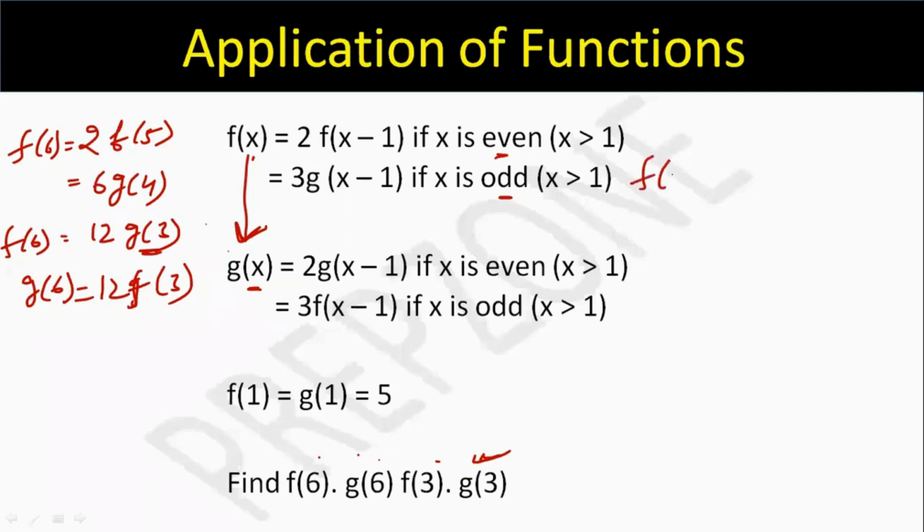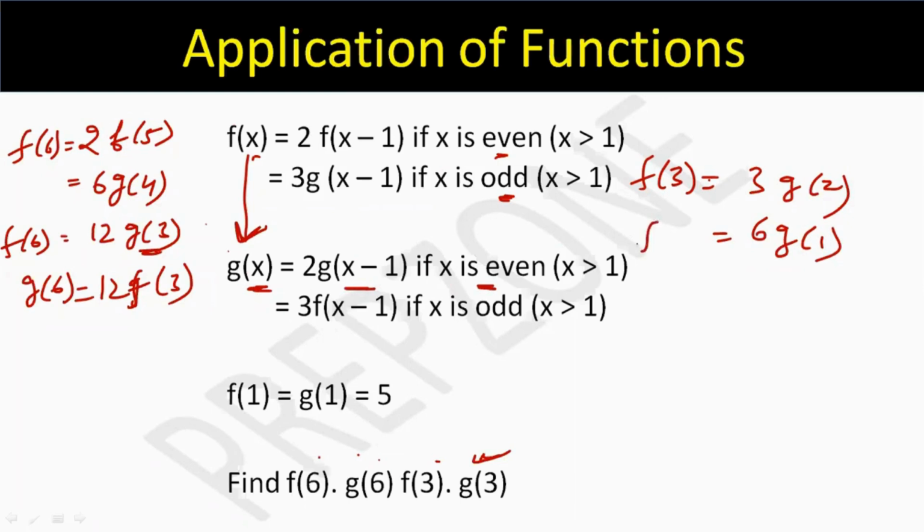So again I will just calculate f of 3. f of 3 क्या हुआ? x की वैल्यू 3, x odd. So it is nothing but 3 into g of 2. अब g of 2 कितना होगा? x की वैल्यू 2, x is even, so this is 2 into g of 1. So 2 into g of 1 is nothing but 6 into g of 1. ठीक है. So f of 3 की वैल्यू निकाल ली, 6 into g of 1.